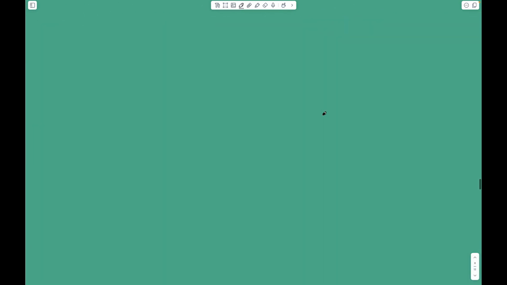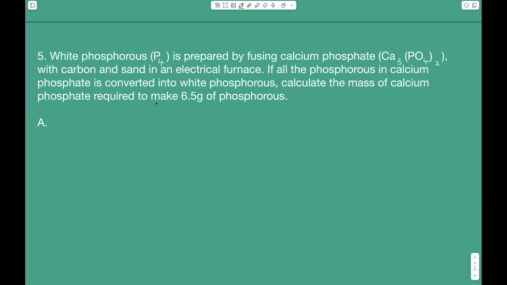What do we have next? White phosphorus is prepared by fusing calcium phosphate with carbon and sand in an electrical furnace. If all the phosphorus in calcium phosphate is converted into white phosphorus, calculate the mass of calcium phosphate required to make so many grams of phosphorus.